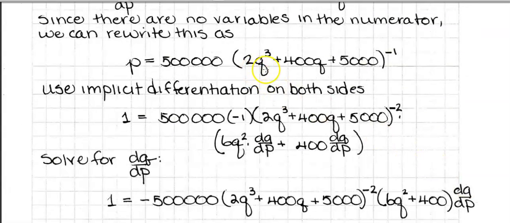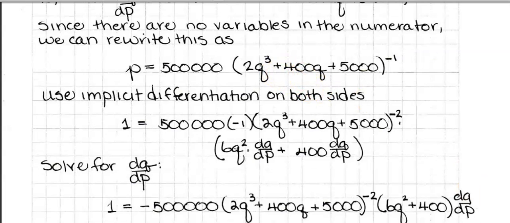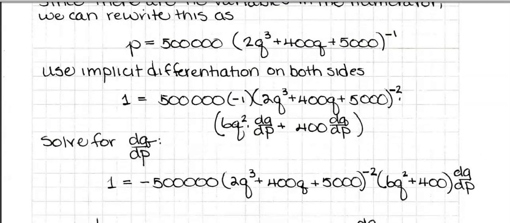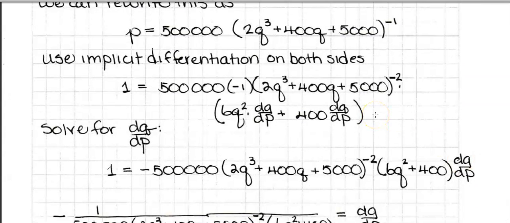We've only got the variable in the denominator. Again, since I'm differentiating Q with respect to P, let me take a look over here, dq dp. P is like X and Q is like Y. So that means I'm going to treat P like the variable X. And whenever I see a Q, I'm going to use the chain rule on it. Okay, so here's implicit differentiation on both sides. Remember, P is like X, so if I'm differentiating it with respect to itself, I get a 1.